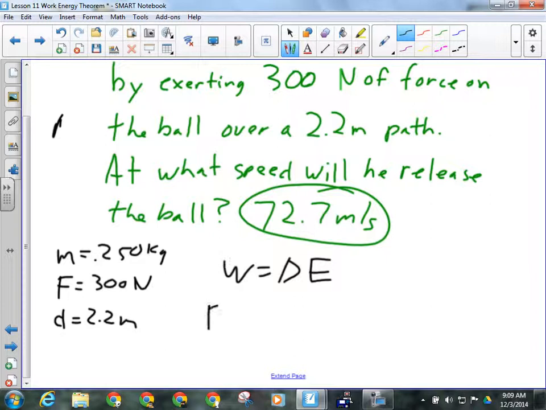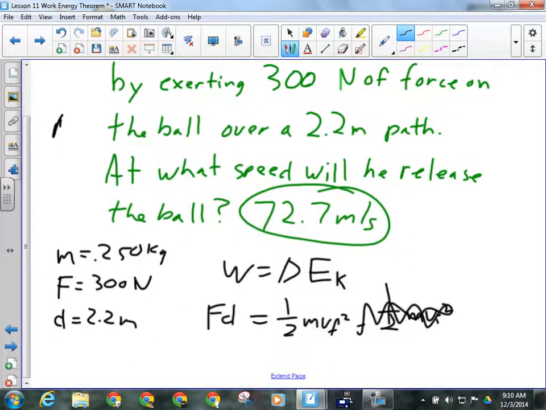Now, we again know that work is force times distance, and that since we're dealing with kinetic energy this time, we're looking at 1/2 m vf squared minus 1/2 m vi squared. Okay, Ef minus Ei. Everyone with me so far? Since its initial velocity is 0, it doesn't have any kinetic energy initially.